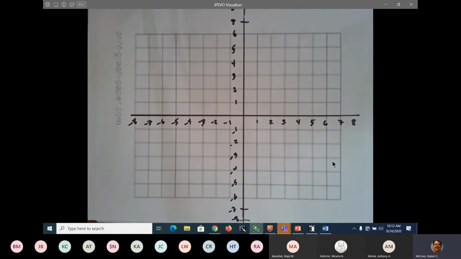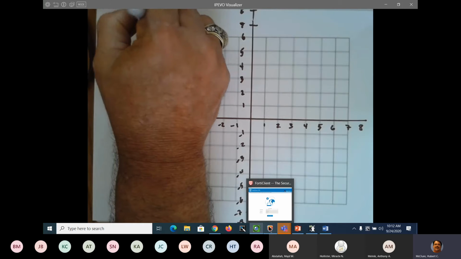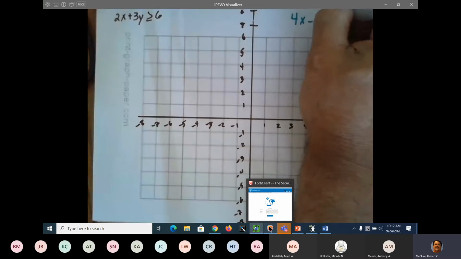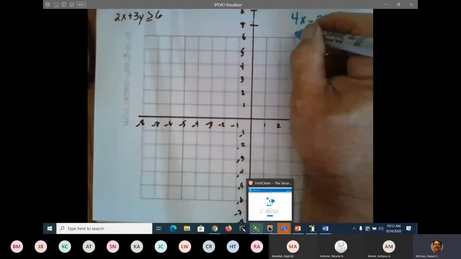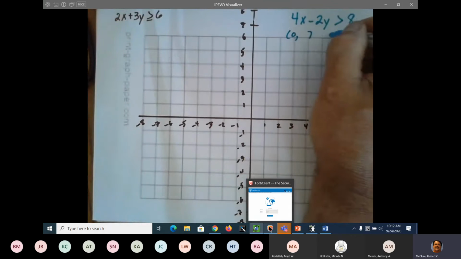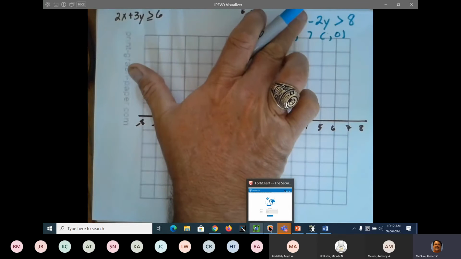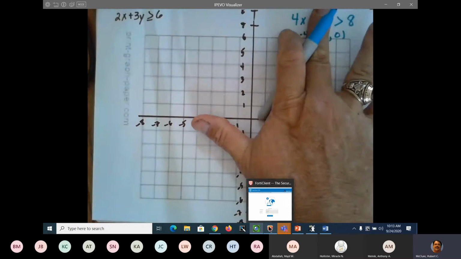All right, so our problem, I'll write it down again, is 2x plus 3y greater than or equal to 6. And we'll do that in brown and do the other in blue: 4x minus 2y greater than 8. Okay, we'll do the blue one first. So I'm going to plug in 0 for x. That's my y-intercept. And 0 for y. That's my x-intercept. If I plug in 0 for x, that's going to give me a negative 4. If I plug in 0 for y, that's going to give me a positive 2.